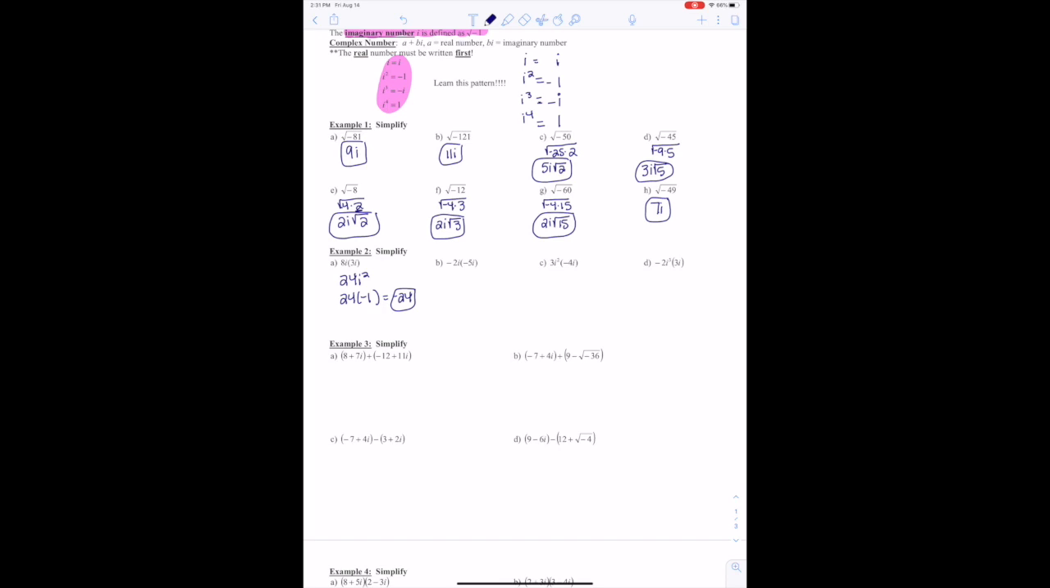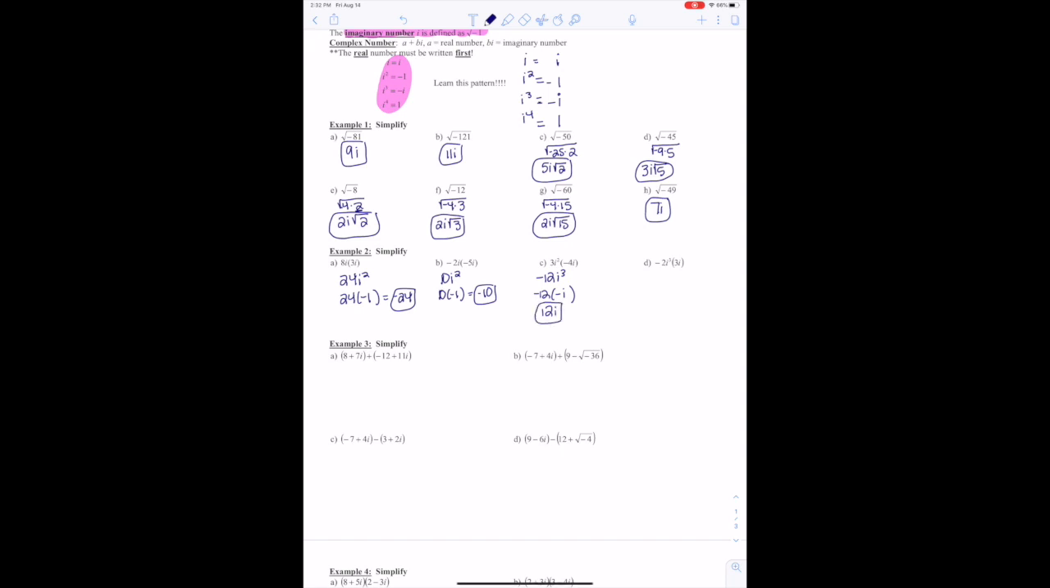For B, -2 times -5 is 10. i times i is i squared. i squared is -1. You're going to learn that pretty quick. 10 times -1 is -10. For C, 3 times -4 is -12. i squared and i gives us i cubed. Look at your list: i cubed, we replace with -i. And we have two negatives, which turn into a positive, so it would be 12i.